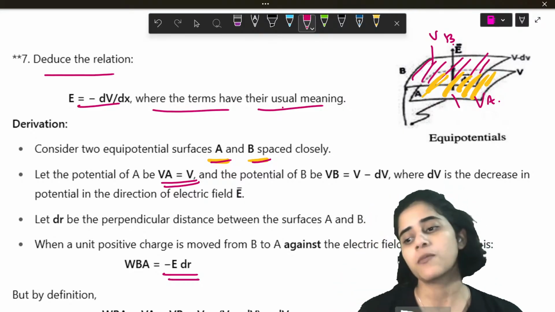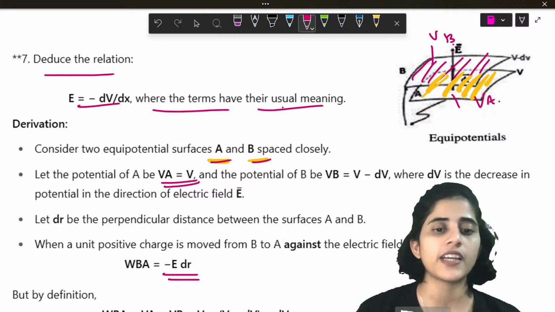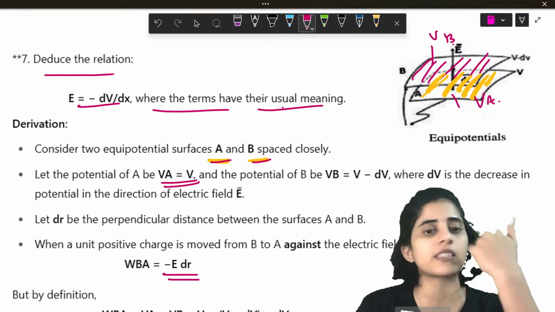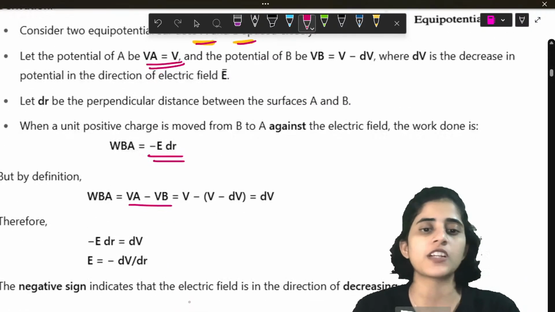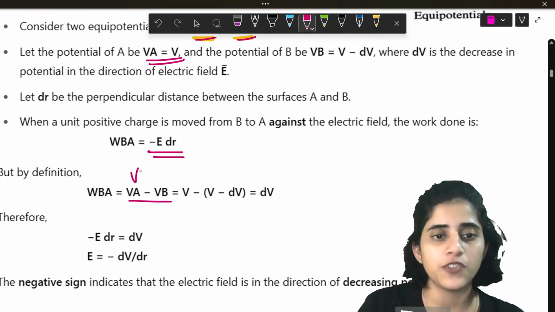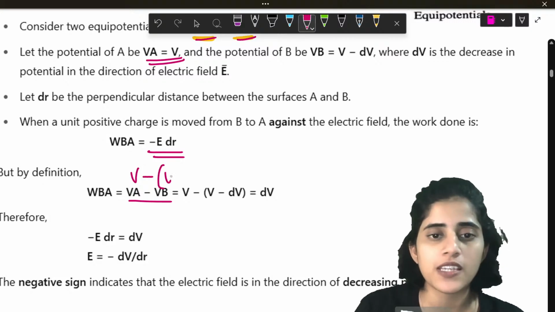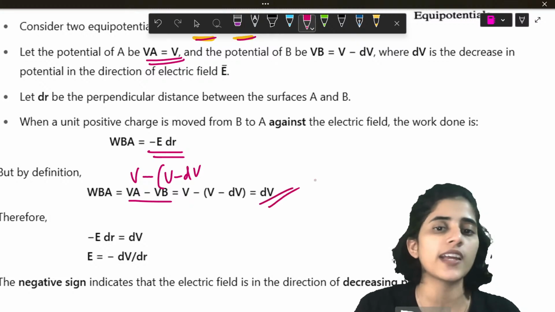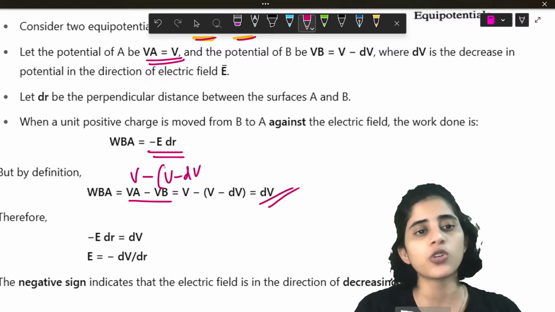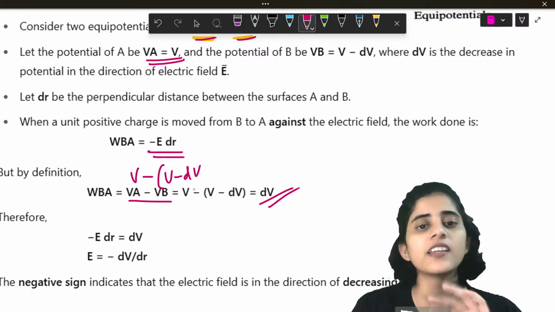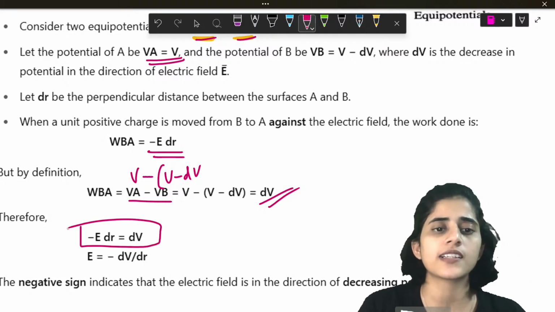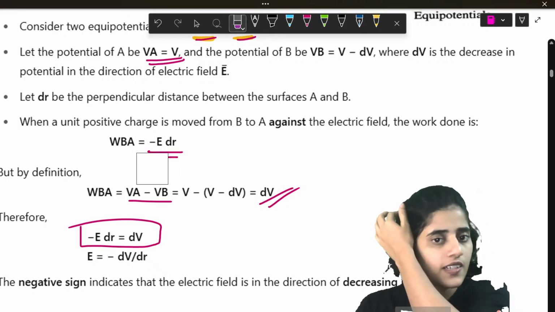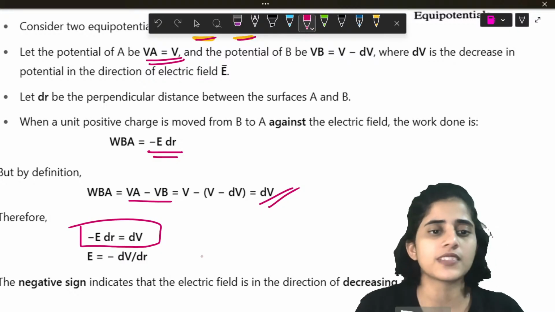Now, we all know work done is by definition VA minus VB, the potential of surface A minus potential of surface B. What is the potential of surface A? It is V, minus the potential of surface B, which is V minus dV. Now, when you open the brackets, V and V cancel, you will get dV. Now, we also know that work done is minus E dr, and then you equate the two. Minus E dr is equal to dV. E is minus dV by dr. Very easy, right? All of these are just simple questions.